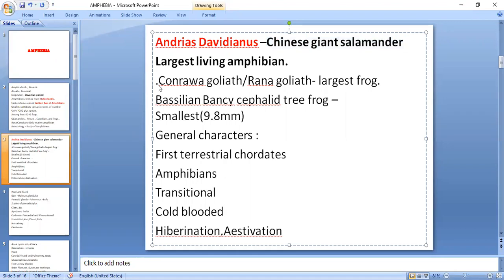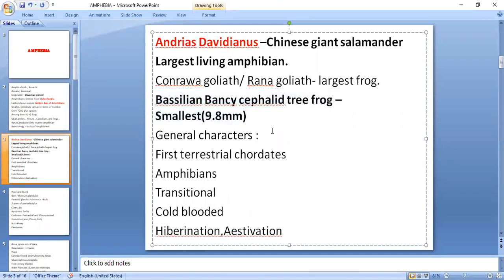Rana goliath or Conraua goliath, its name was changed, is the largest frog. And the Brazilian Brachycephalus tree frog is generally the smallest, the smallest type of amphibian. Its size is about 9.8 millimeters. And then the general characters of amphibians.